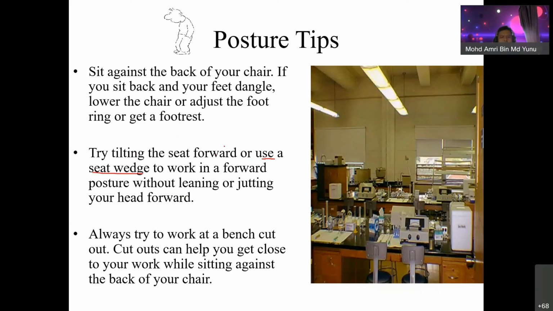Sometimes you can use a pillow, put it on your back to give you some support. And always try to work at a bench with cutouts. Cutouts can help you get close to your work while sitting against the back of your chair. Cutouts, I think, are in this area at the bottom there.